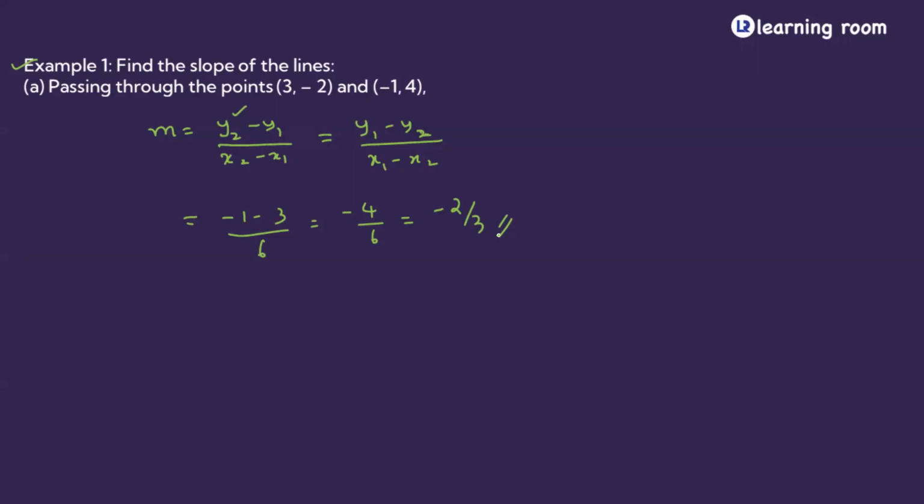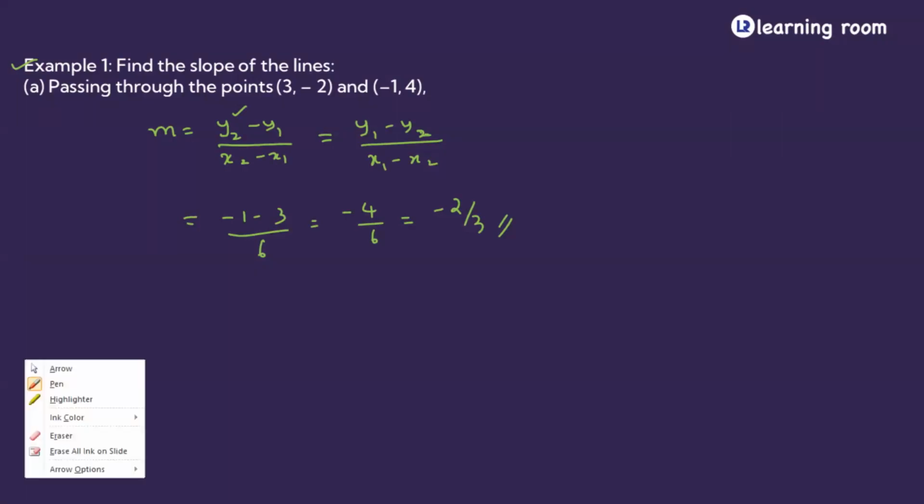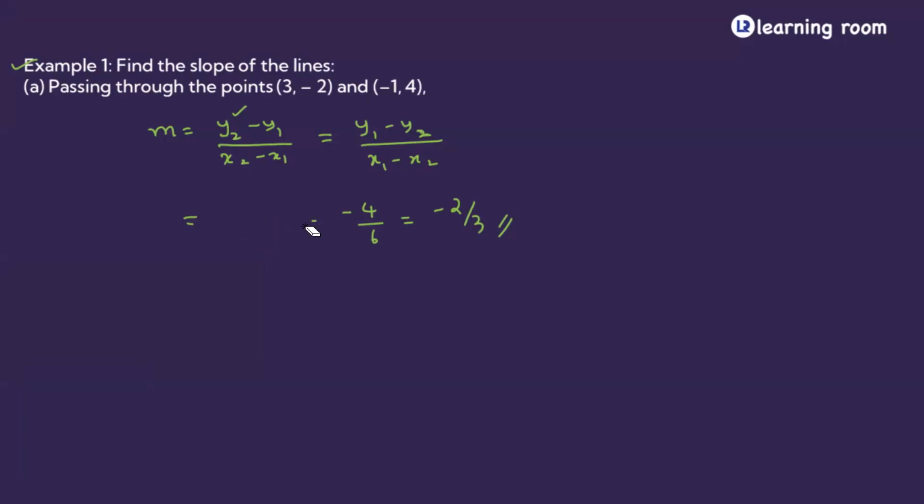Y2 is 4, minus y1 is -2. Minus of minus is +2, so 4 plus 2 is 6. Oh, I wrote it in reverse. Sorry, correction, guys. Then it is -3 by 2.